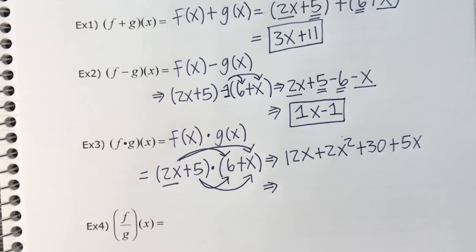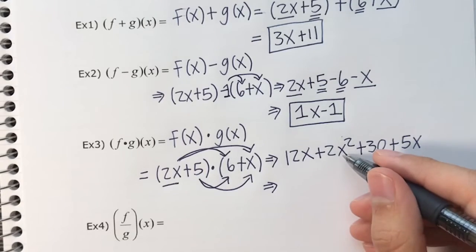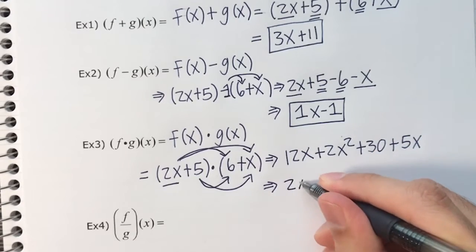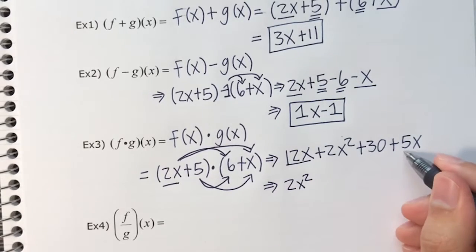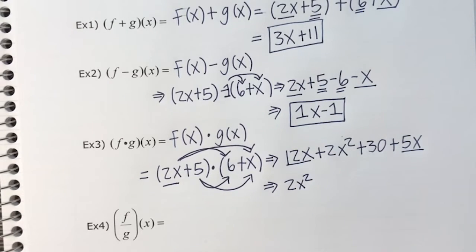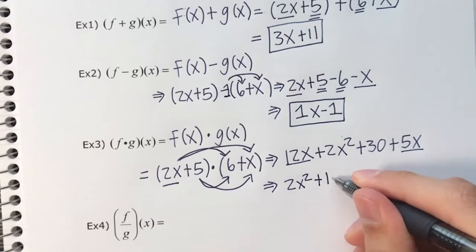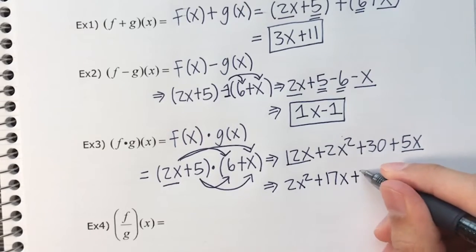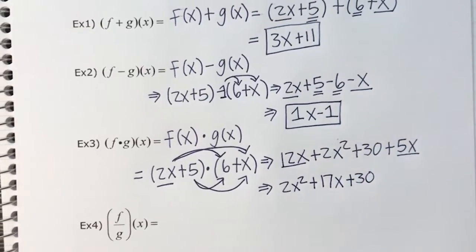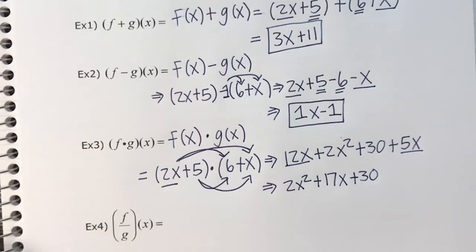Now let's combine like terms. We start with the leading term. What's the leading term? That's going to be 2x squared. Okay, I noticed that these two are the same. So 12x plus 5x, well, that's 17x plus 30. Okay, now let's box our answer.